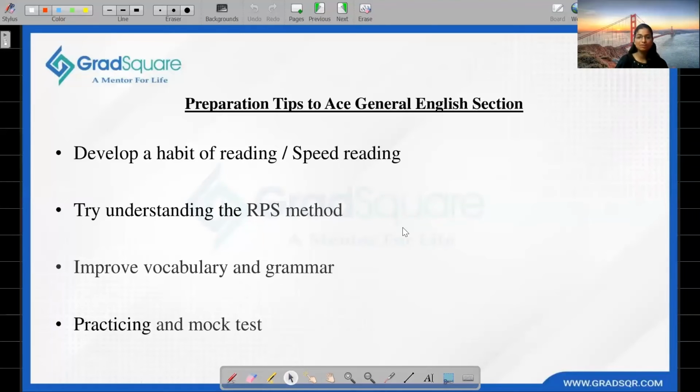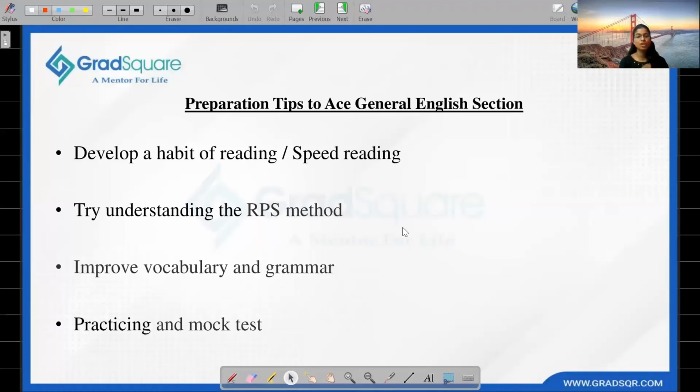I'll give you other tips too. Read the instructions carefully and understand what each question requires. Once you start your exam, start with the instructions. Read the instructions and then move on to the questions. Don't jump straight into the questions. First read the instructions carefully, understand what each question requires, and then move on to the questions.